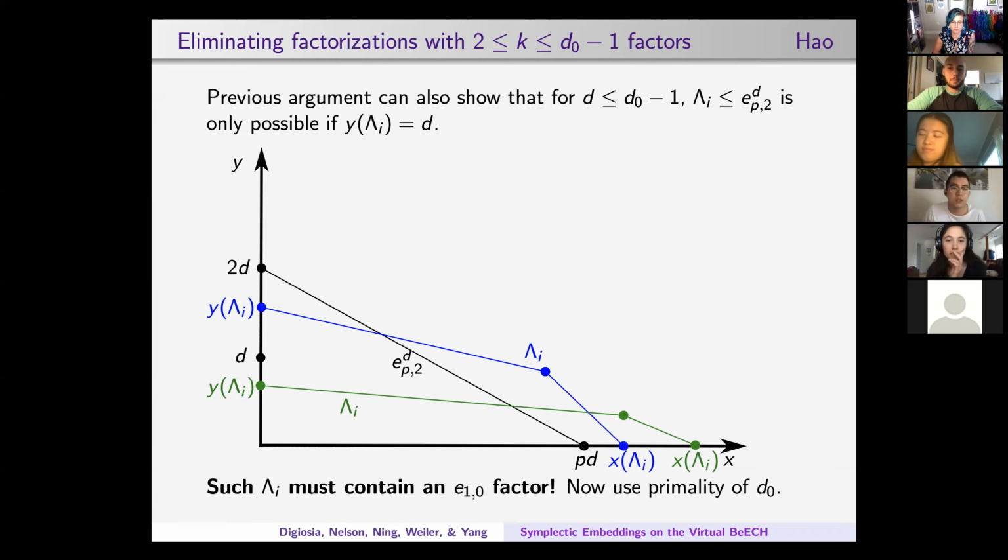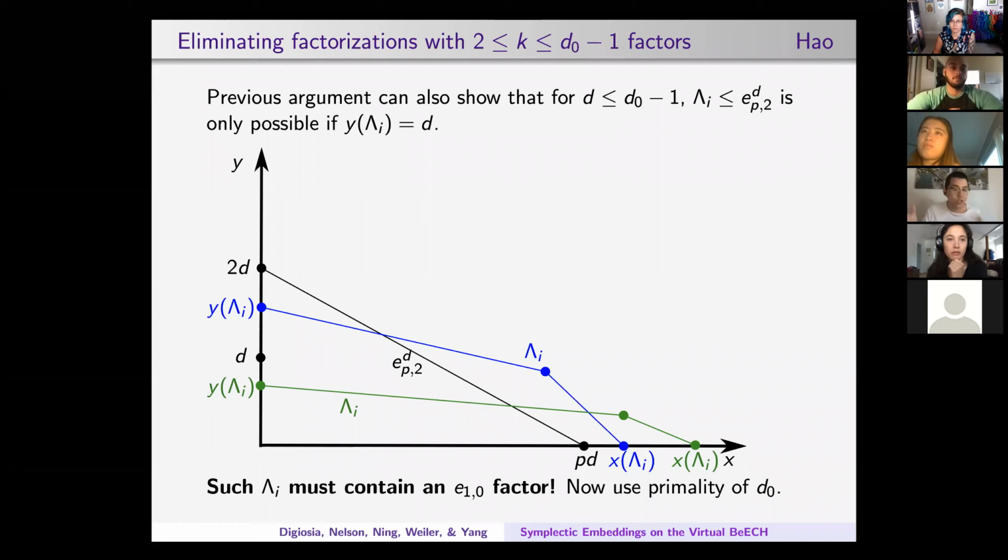This is where we use the primality of d naught, because the second condition of Hutchings criterion asserts that if any pair of the factors, lambda i and lambda j, shares an elliptic orbit, in this case E10, then not only is lambda i forced to be the same as lambda j, but we also have lambda prime i forced to be equal to lambda prime j. This means that we look at the product decomposition of lambda prime, which is just EP2 to the d naught.